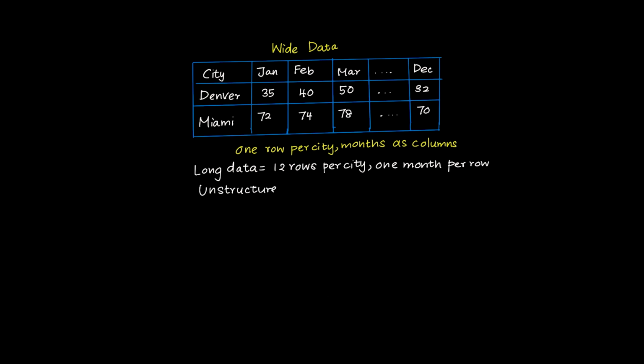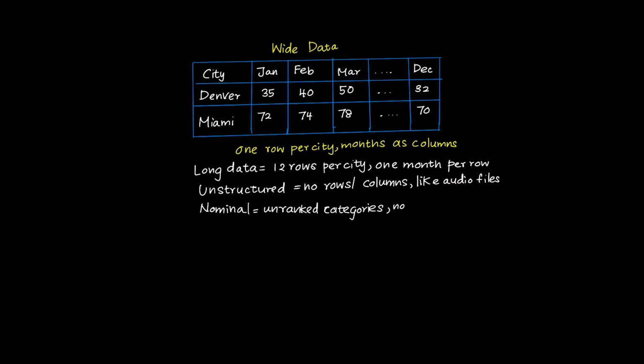Unstructured data can't fit into rows and columns at all. Audio files, video files, social media posts. Temperature readings in a clean grid are structured through and through. Nominal data is a qualitative classification for unranked categories. Temperature readings are quantitative measurements, and the question asks about the shape of the layout, not the data type.